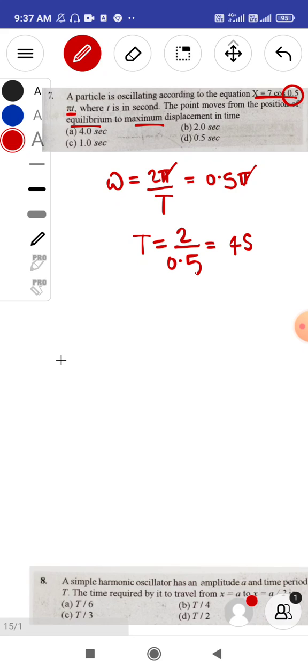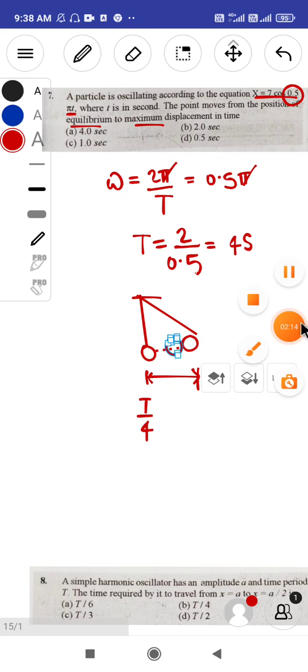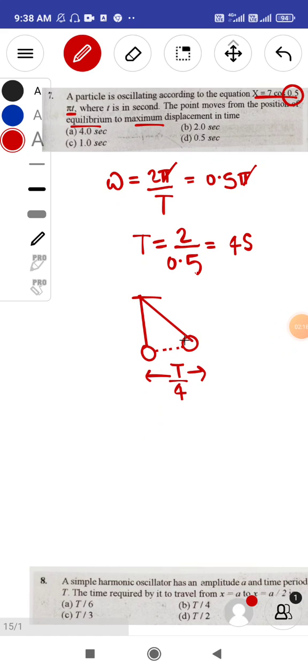Hence, the time taken from the mean position to the maximum displacement. In a pendulum, here is the mean position and here is the maximum displacement. The total time period is 4 seconds. So from the mean position to the maximum displacement, the time will be 1 by 4 of the time, T by 4. Why T by 4? See, starting from the extreme position, the bob moves here first, then the second, this is the third motion and this is the fourth motion. This is called the total time period T. So for this, the time period is T by 4. What we have calculated is T.